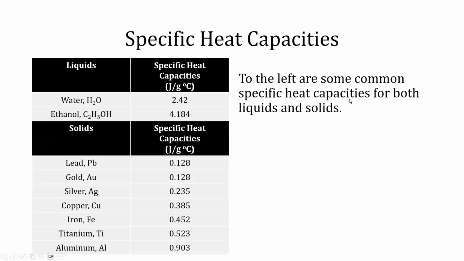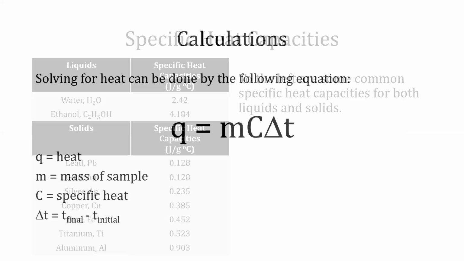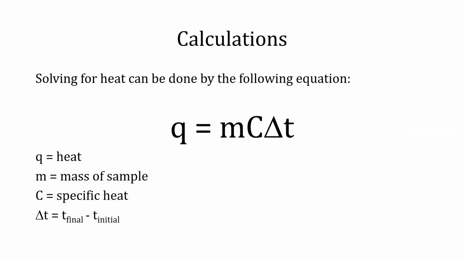To the left are some common specific heat capacities for both liquids and solids. Solving for heat can be done by the following equation. Q equals M times C times delta T, where Q represents heat, M represents the mass of the sample, C is the specific heat of the sample, and delta T is the change in temperature between T final and T initial.